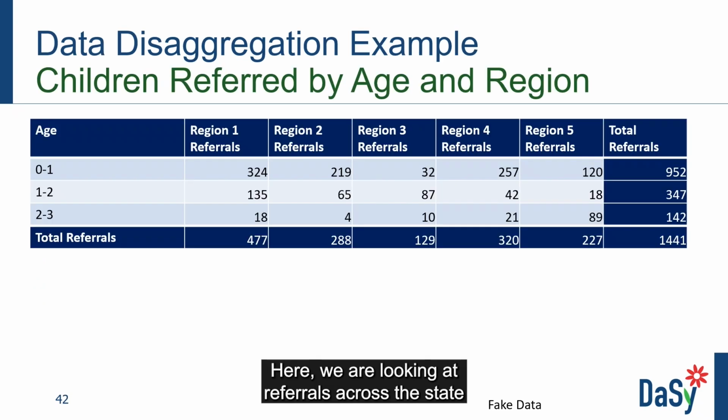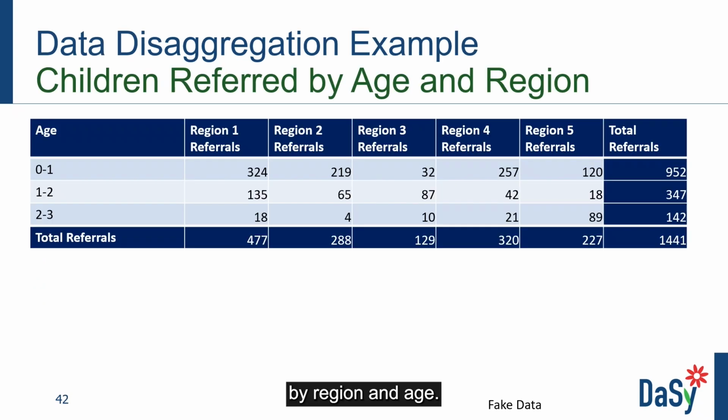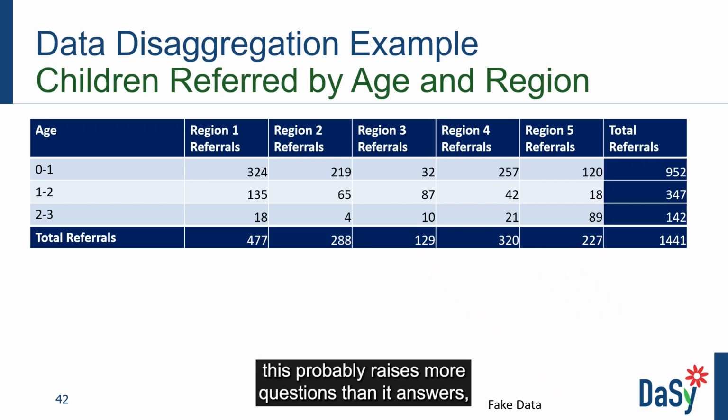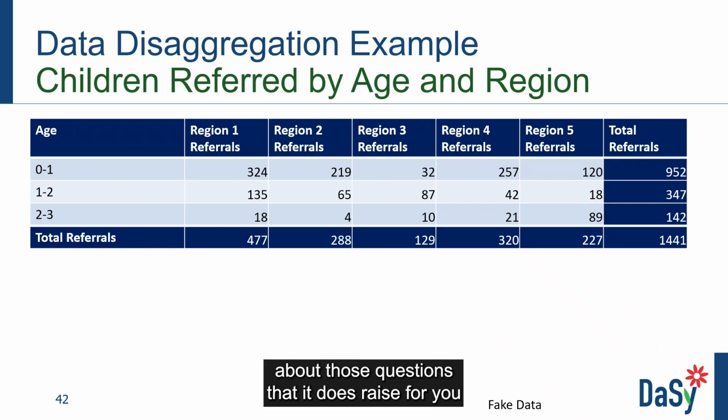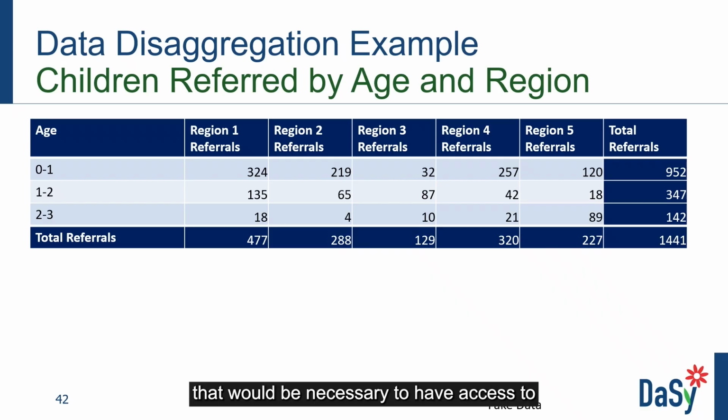Here we are looking at referrals across the state by region and age. Without any context, this probably raises more questions than it answers, so we won't focus here on interpretations of the data. Instead, you might think about those questions that it does raise for you and what you would want to know about the regions, about the population of children and families in those regions, and so forth, that would be necessary to have access to as you're digging into your own data.